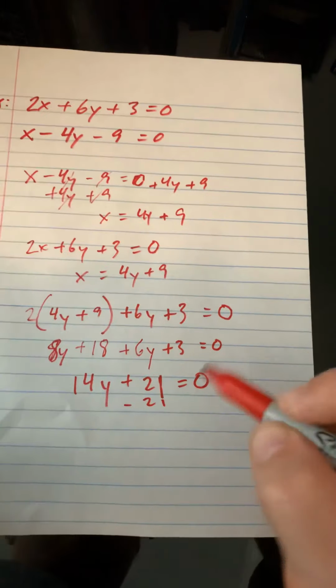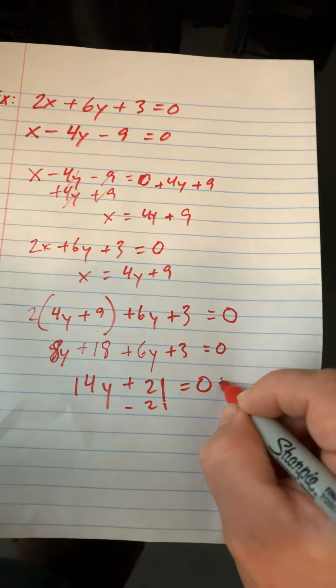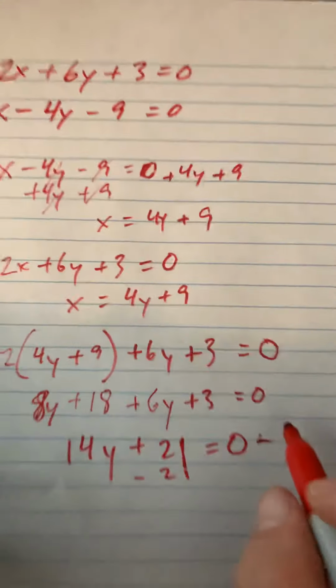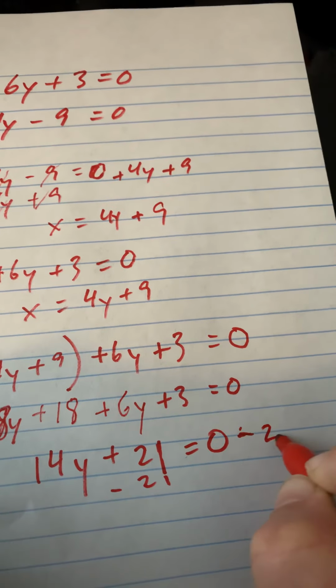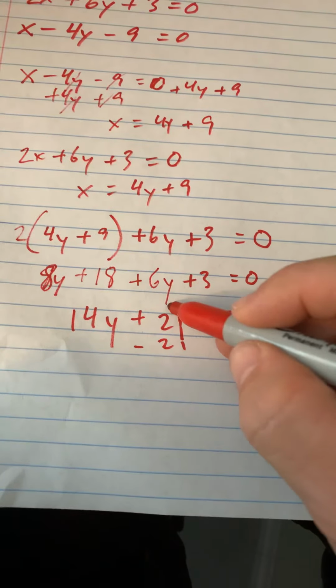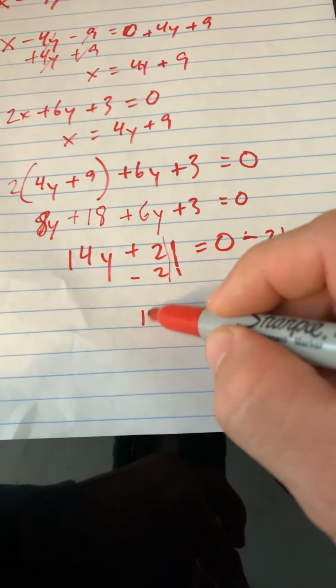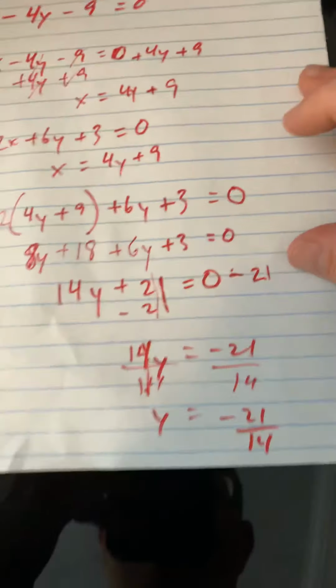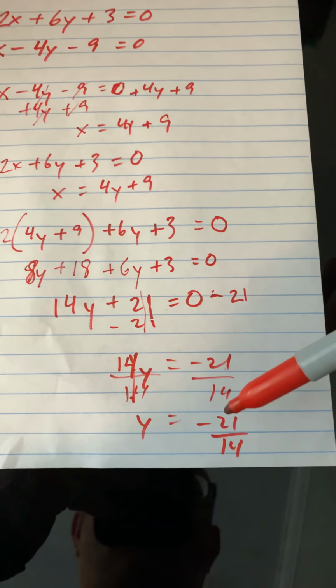Subtract 21 from both sides. Minus 21. Those cancel out. So we get 14y equals negative 21. y equals negative 21 over 14. Okay, so what we got here is y equals negative 21 over 14.